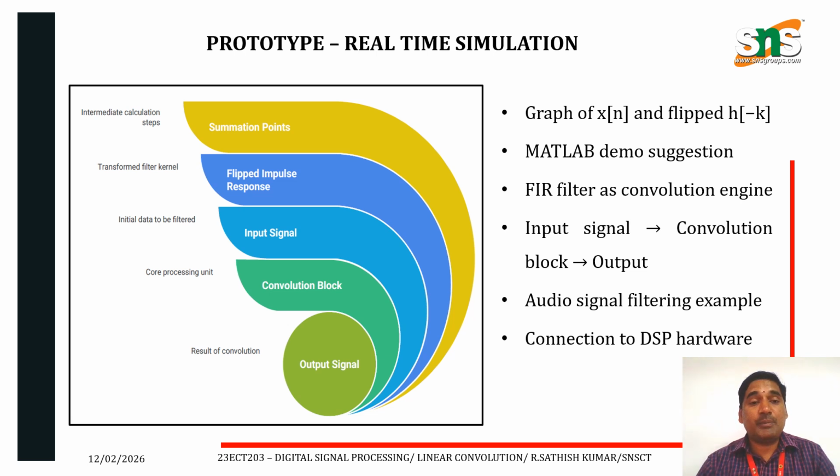This is the prototype of real-time simulation: graph of x of n and flipped h of minus k. Using the MATLAB demo, FIR filter as convolution engine, the input signal is applied to the convolution block, which produces the output as a sum, that is linear convolution. Audio signal filtering example, connected to DSP hardware. These are the steps: summing points, flipped impulse response, input signal, convolution block and output signal.